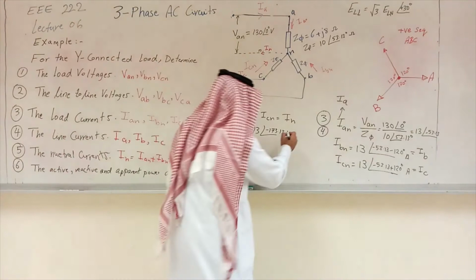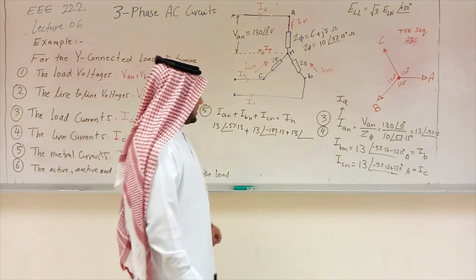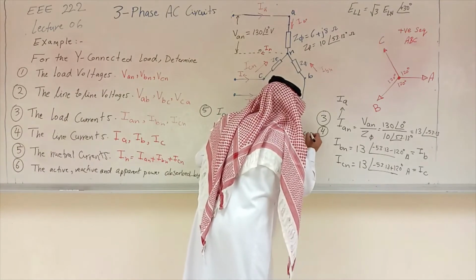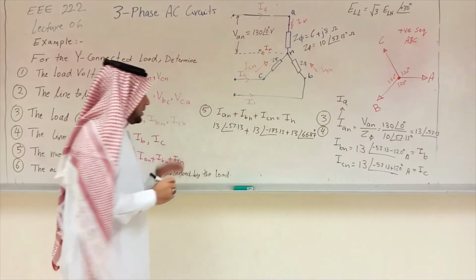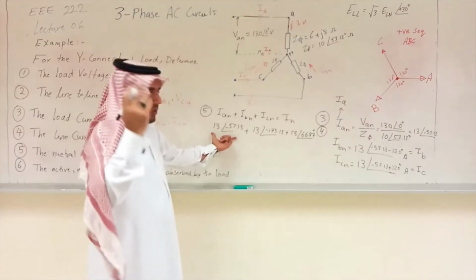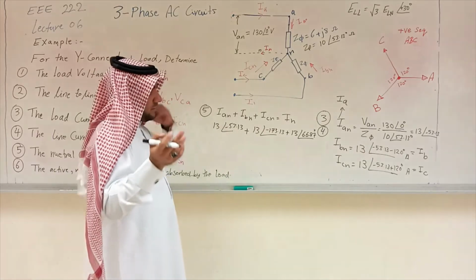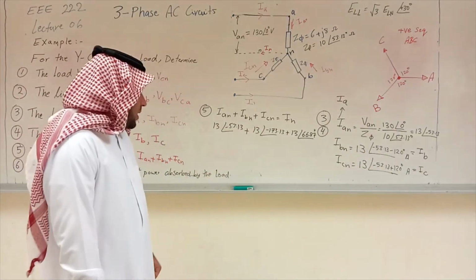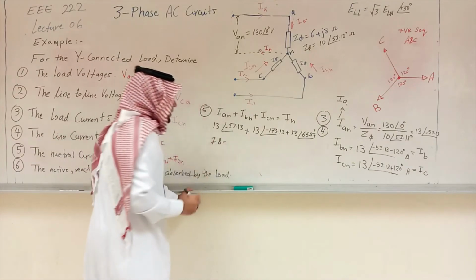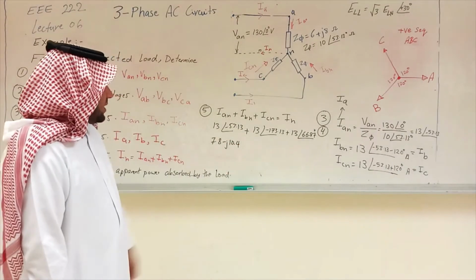ICN is again 13. What about the angle? The angle is minus 53 plus 120, so this is going to be 66.87 almost, right? This is in polar now. So let's convert everyone from polar to rectangular by your calculator or by the formula that everybody should know: 13 cosine of the angle plus j 13 sine of the angle, right? So when we convert them, this will be 7.8 minus j 10.4. Just do it by your calculator and check.